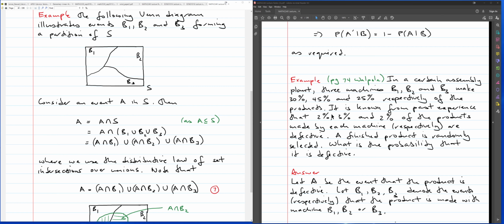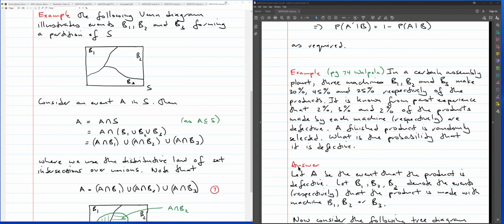And now they tell you something about defective products, right? First of all, they tell you that of the products made by machine B1, 2% would be defective, and likewise for B2 and B3, 3% and 2% respectively would be defective. So what you want, when you choose a product randomly, is the probability that it is defective. This is what we're interested in.